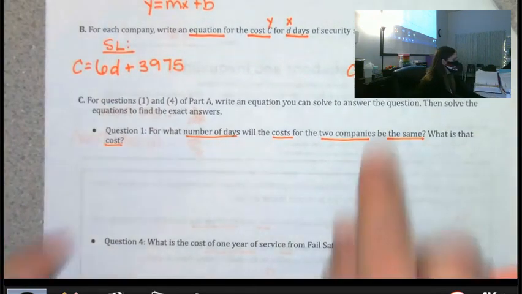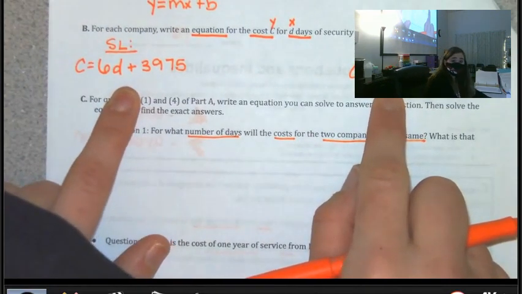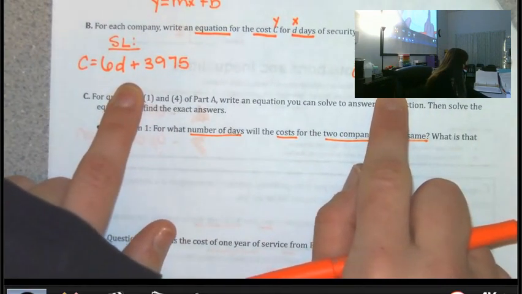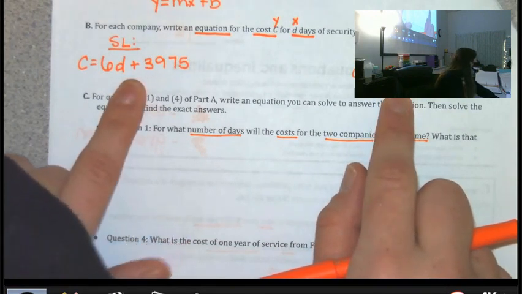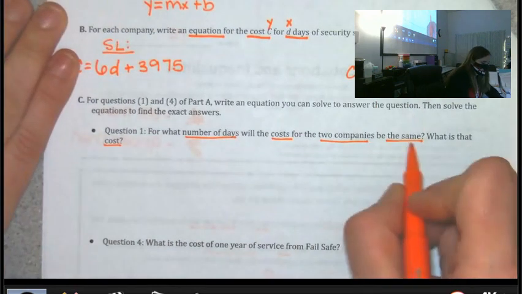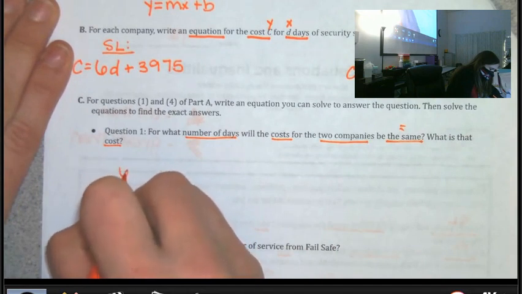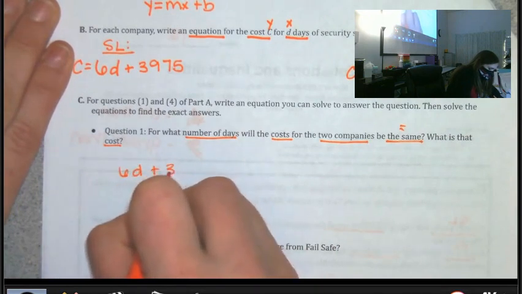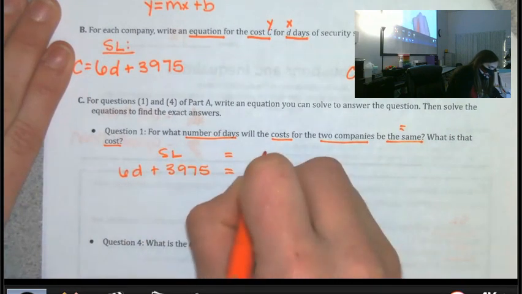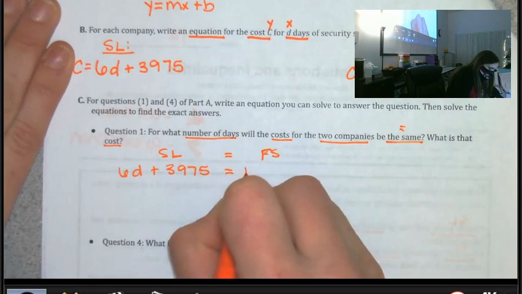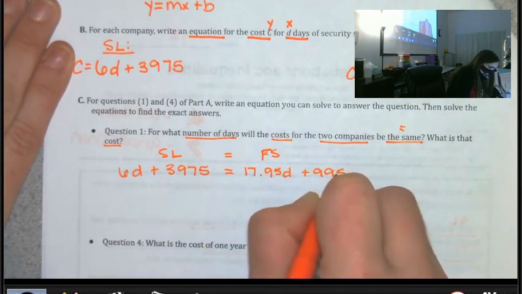What do I need to do to both my equations that I just created to find out when they are going to be exactly equal number of days? Set them equal to each other, okay? Because remember, the same means we got to set them equal. So I'm going to take my Superlocks of 6D plus 3975, and set it equal to my failsafe, 1795D plus 995.